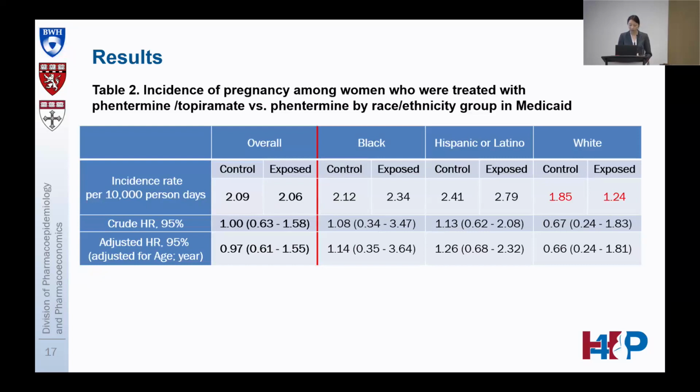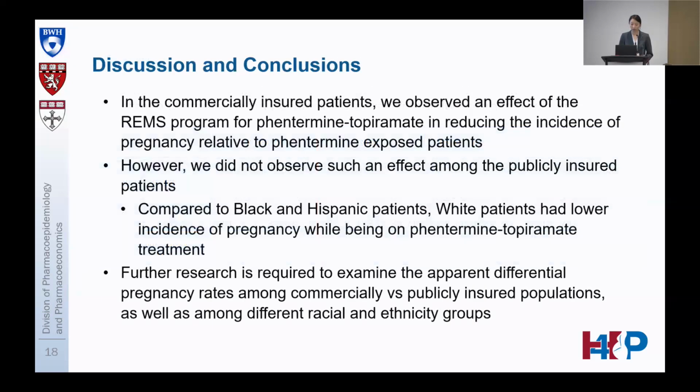So what we observed here is that the differential effect between the privately versus the publicly insured population is potentially related to the race and ethnicity groups. And then the point estimate within the white population is now becoming closer to what we observe in the MarketScan data. So in conclusion, in the commercially insured patients, we observed an effect of the REMS program in terms of prevention of pregnancy occurrence among the phentermine topiramate patients.